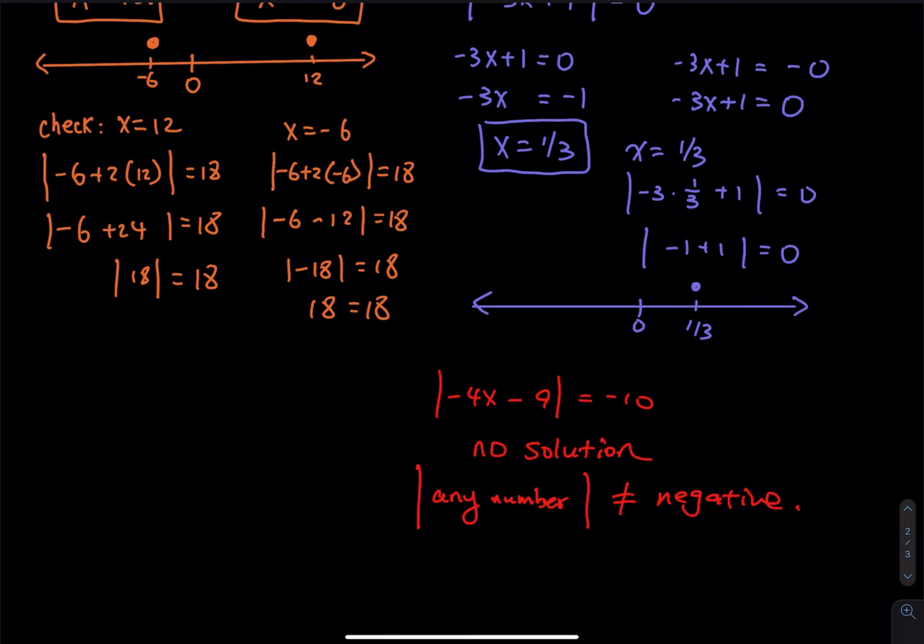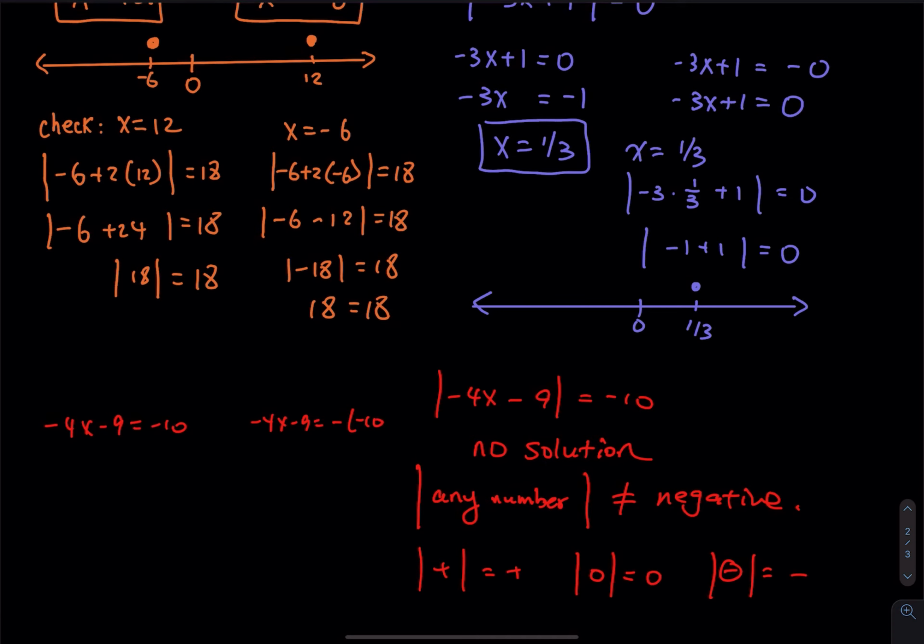The absolute value of a positive is positive. The absolute value of 0 is 0. The absolute value of a negative is positive, never negative. So this equation has no solution. What if you do this? Negative 4x minus 9 equals negative 10, and negative 4x minus 9 equals 10. What if you do this?